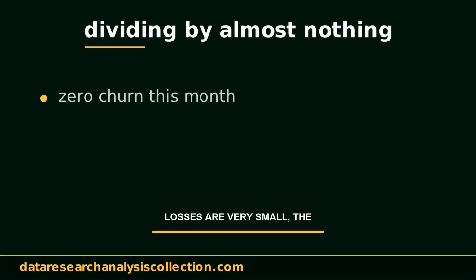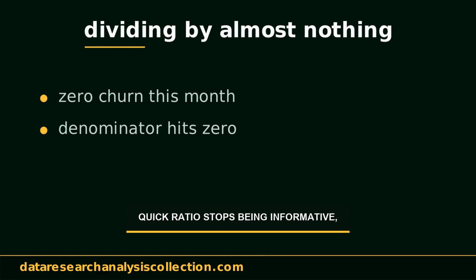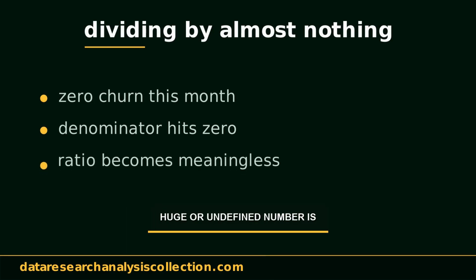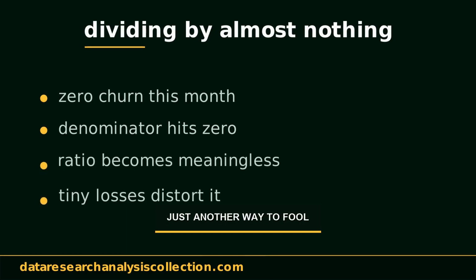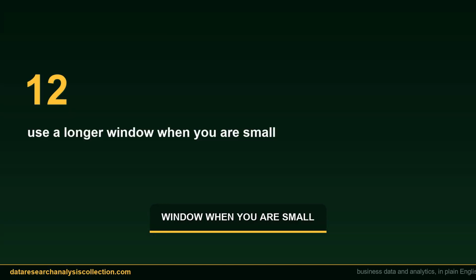So when the losses are very small, the quick ratio stops being informative, and reading triumph into a huge or undefined number is just another way to fool yourself. Use a longer window when you are small.